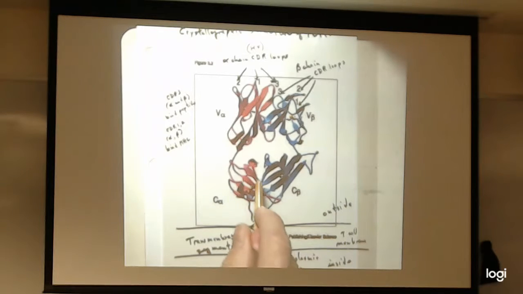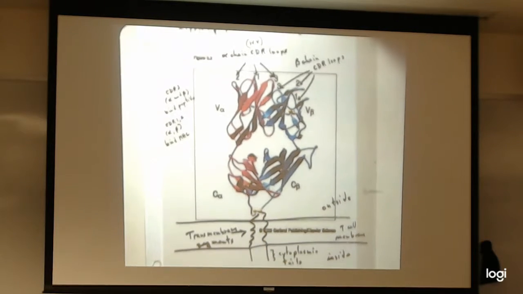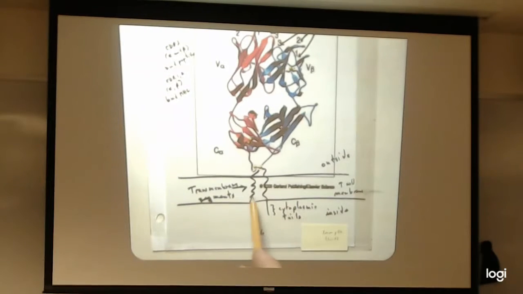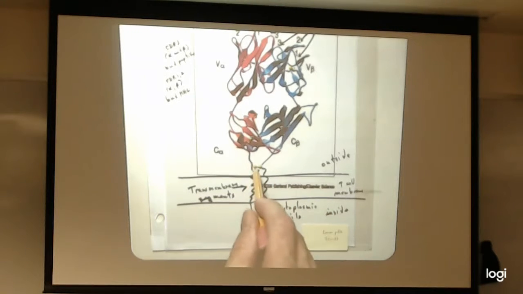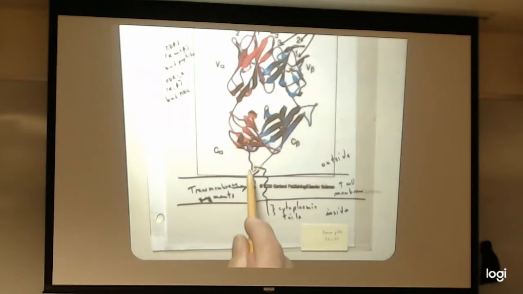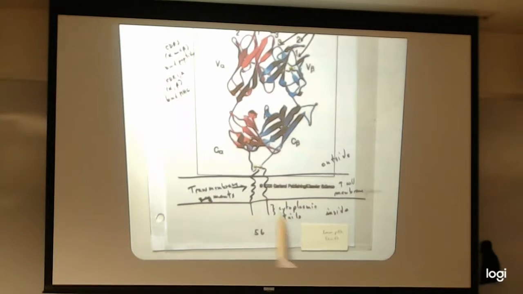The crystallographic structure did not include the transmembrane segments here and the very short cytoplasmic tails. So this would be a T cell. This would be its surface membrane. These are the transmembrane hydrophobic 20 amino acid segments here, and then very short cytoplasmic tails, even shorter than I've actually written. And so, continue on here.